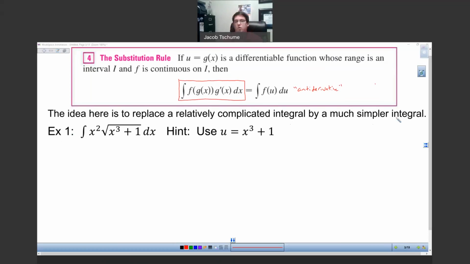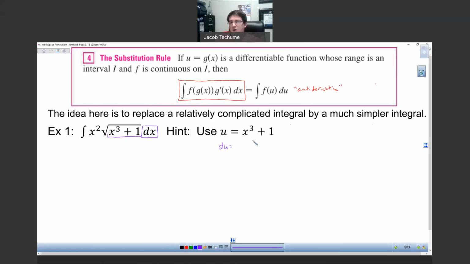Essentially, in more layman's terms, the idea here is to replace a relatively complicated integral by a much simpler integral. So if you had something like the integral of x squared times the square root of x cubed plus 1, how could we go about integrating this? Well, the hint here is that whatever is inside of a function, like this x cubed plus 1, is what you're trying to change. So if we let u be x cubed plus 1, the next problem is that you can't leave a dx here. If you change this to u, you have to make everything u's.